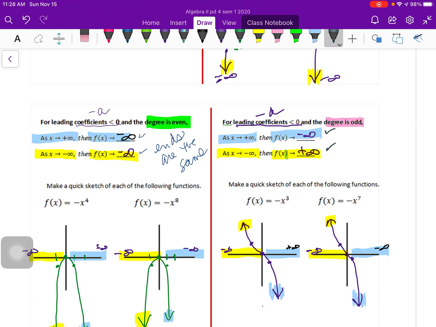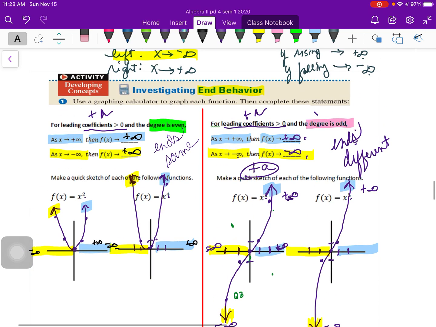Notice my ends are both different because it was an odd degree. If I take this negative times positive, it gives me the negative a. If I take this positive times negative, it gives me the negative. So all odd degrees with a negative leading coefficient will start in quadrant 2 and end in quadrant 4. All odd degrees with a positive leading coefficient will start in quadrant 3 and end in quadrant 1.